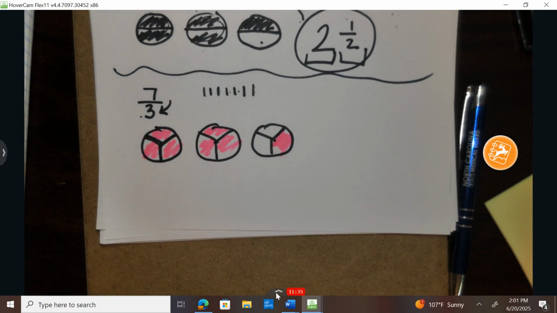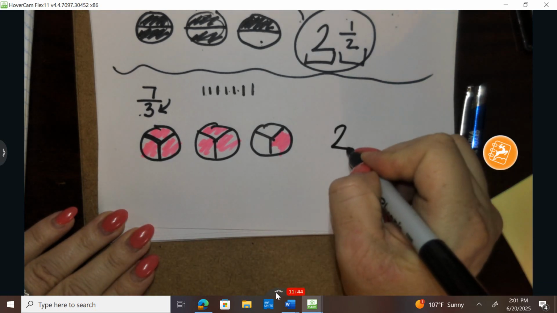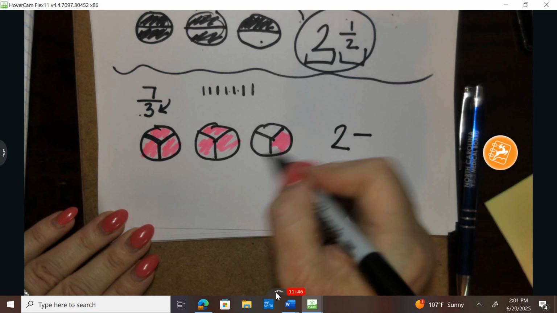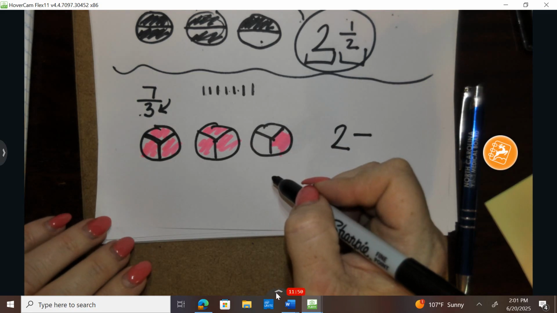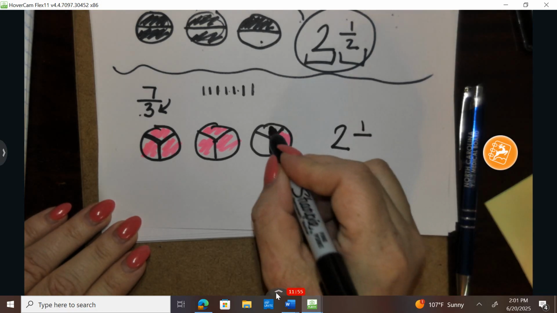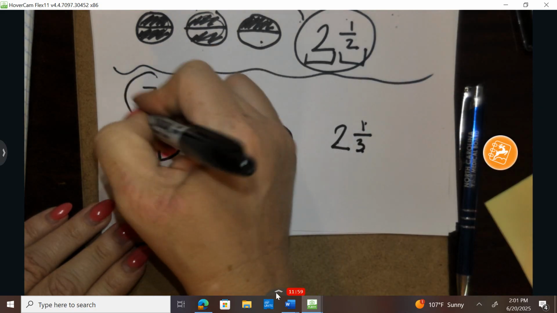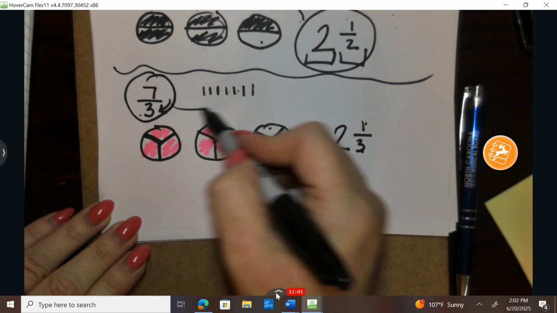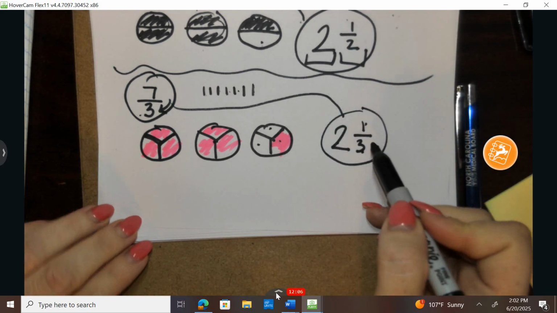We can also write it as an equivalent, which means equal in math, as an equivalent mixed number. I have 2 whole portions, and then I have this leftover portion. And I'm going to write this leftover portion as a proper fraction. I've shaded 1 part, and there's a total of 3. So 2 and 1/3. This improper fraction is equivalent to this mixed number.